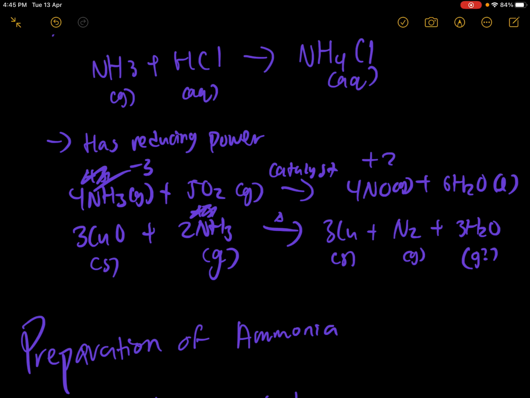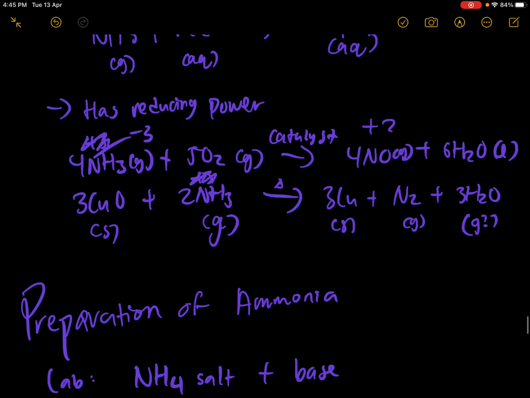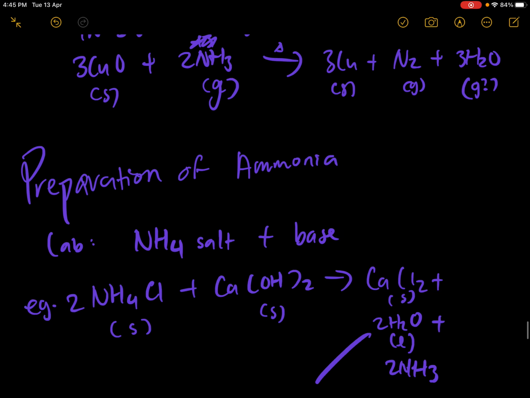So the example that they give here is this, where ammonia reacts with oxygen gas to produce nitrogen monoxide and water. But also, remember the reaction I mentioned earlier. Copper oxide, if you let ammonia gas pass through it, it will form water, nitrogen gas, and copper.